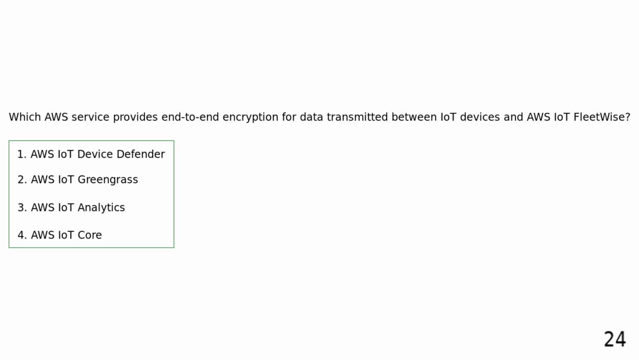Which AWS service provides end-to-end encryption for data transmitted between IoT devices and AWS IoT FleetWise? AWS IoT Device Defender. AWS IoT Greengrass. AWS IoT Analytics. AWS IoT Core. AWS IoT Core provides end-to-end encryption for data transmitted between IoT devices and AWS IoT FleetWise.